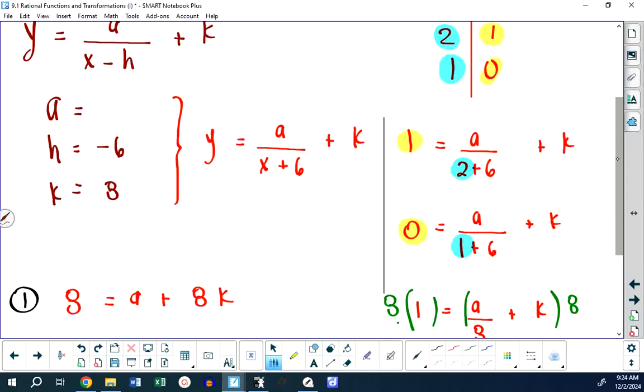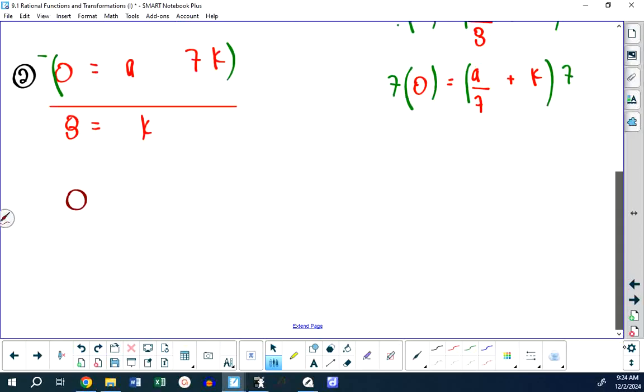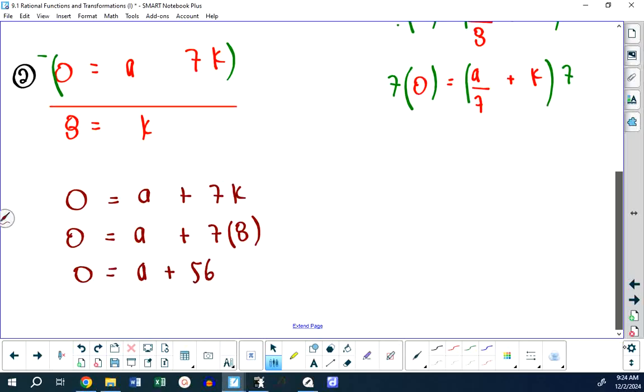And now we're left with finding a. See, at this point in time, though, it's got nothing to do with rational functions. You're solving a system of equations. Once you find one of the unknowns in your system of equations, you just go ahead and load that value back into any of the other equations that has the two parameters. So if I use 0 equals a plus 7k, and I put in my k of 8, I'll have a plus 56 equals 0, so a is negative 56.